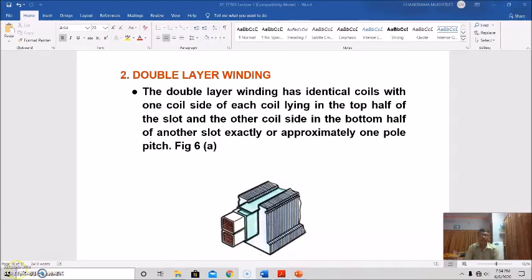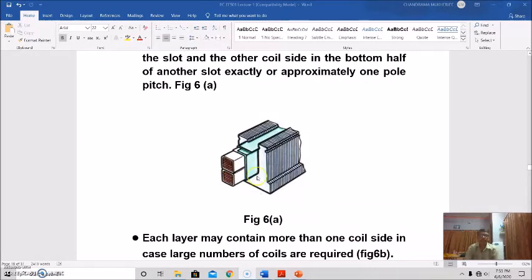So, double layer winding has identical coils with one coil side of each coil lying in the top half of the slot and the other coil side in the bottom half of another slot. And this another slot is exactly or approximately one pole pitch apart. See, this portion is shown, this is the top half, this is the bottom half.